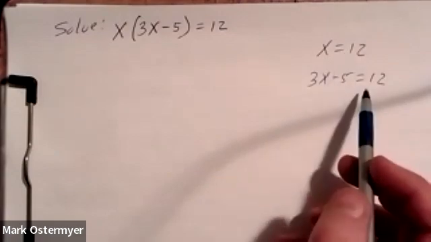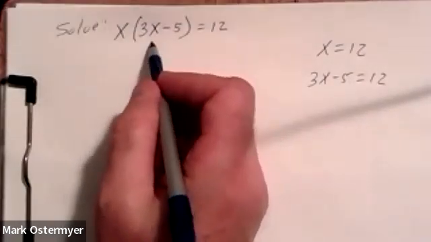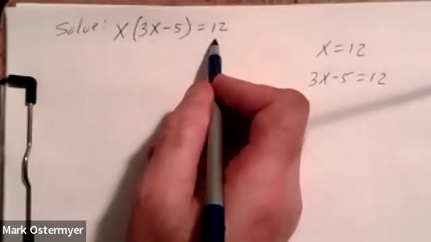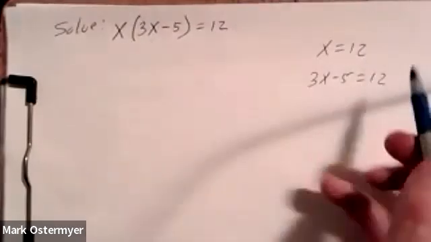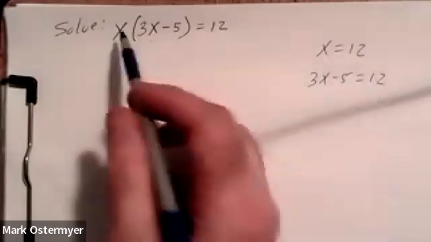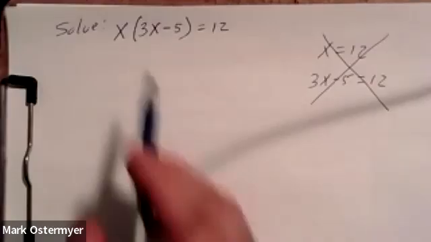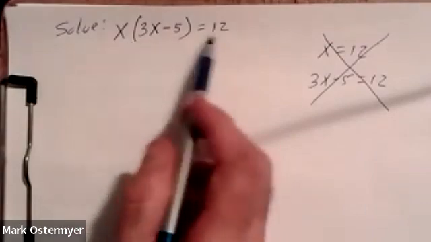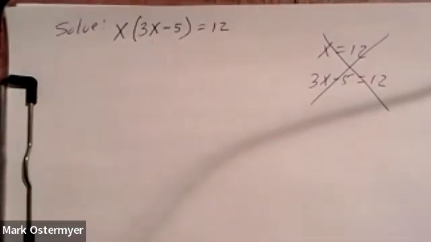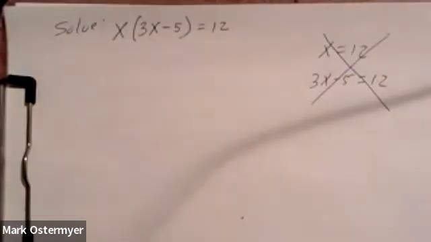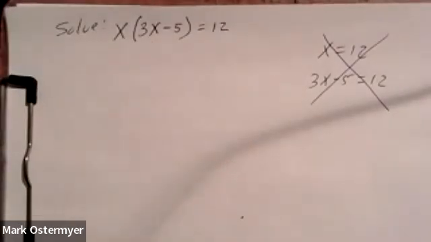Because if we said this, ladies and gentlemen, we would be saying that 12 times 12 equals 12. Is that true? Is 12 times 12 equal to 12? No. Don't do that. The only time we set a variable factor equal to something is when that something is what? 0. That's not 0. Now, what do we have to do to solve this equation for x? Anybody? Set it to 0.